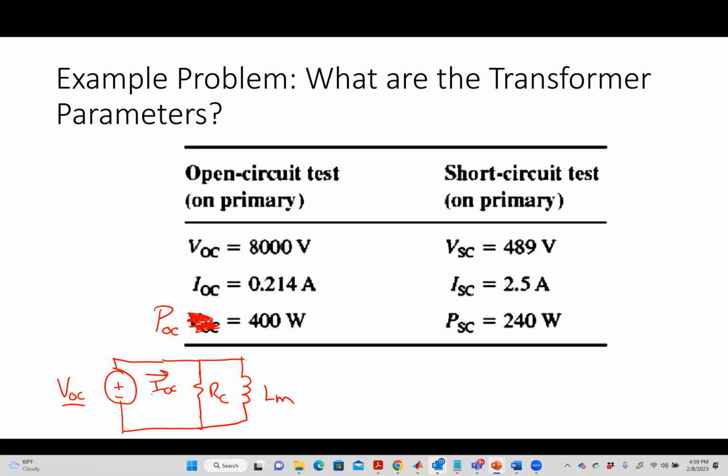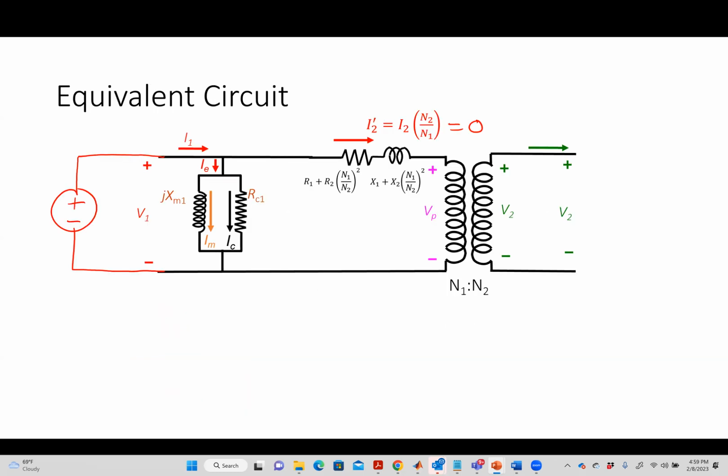It's weird saying I had a current and an open circuit, but basically you're saying the secondary side is open circuited, okay? And I measured a power of 400 watts when I did this. All right, so let's say that's the case.